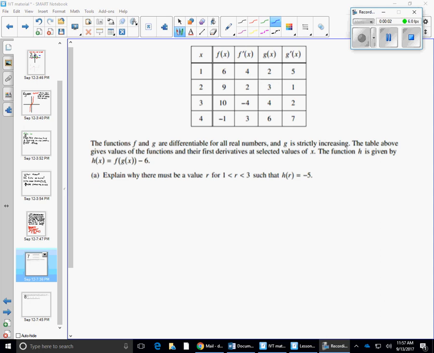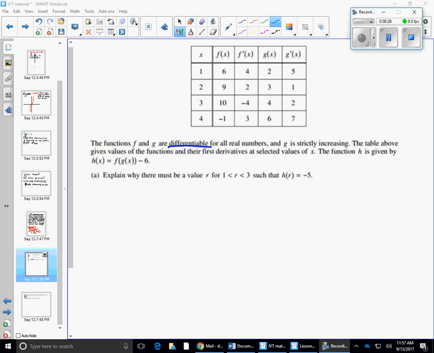Let's quickly talk about this problem. The problem reads, the functions f and g are differentiable for all real numbers, and g is strictly increasing. The table above gives values of the functions and their first derivatives at selected values of x. The function h is given by h of x equals f of g of x minus 6.